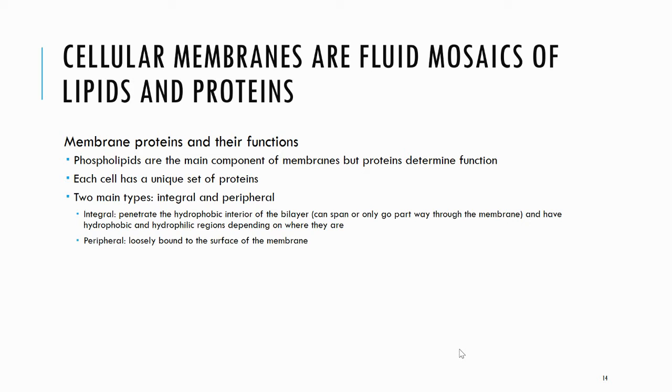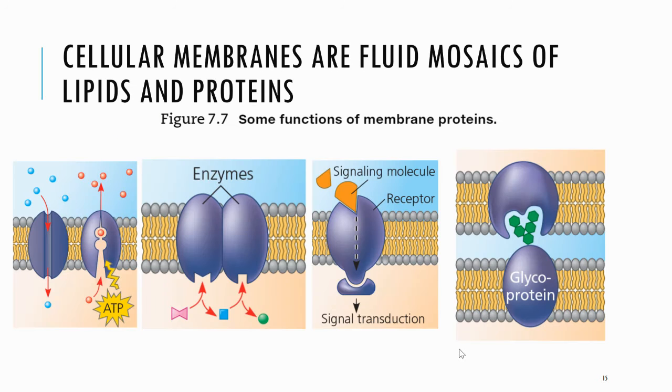Phospholipids are the main component of the membrane, but proteins determine the function. Each cell will have a unique set of proteins, and there are two main types, integral and peripheral. Integral proteins will penetrate the hydrophobic interior of the bilayer. They can either go partway through the membrane or go all the way through, and they will have hydrophobic and hydrophilic regions. Peripheral proteins are loosely bound to the surface of the membrane only.